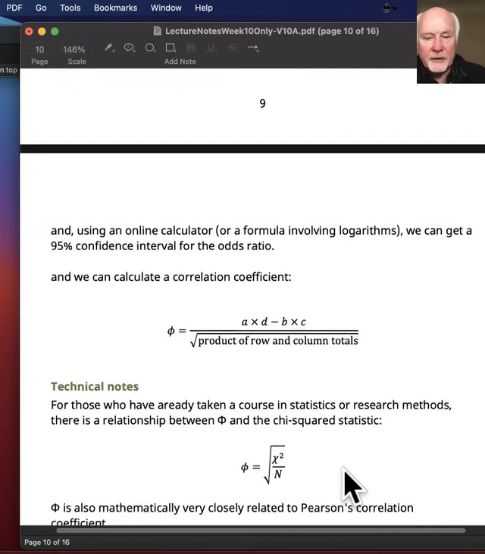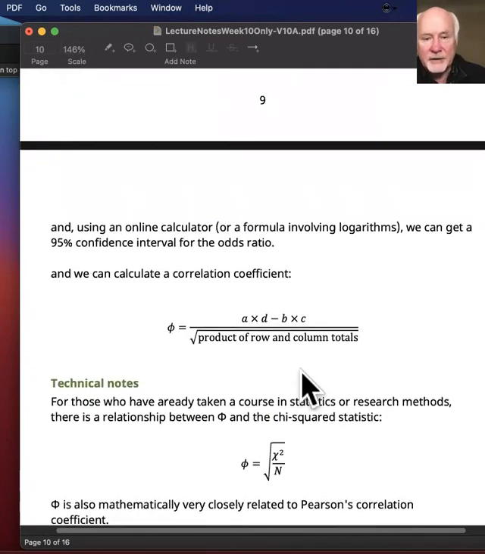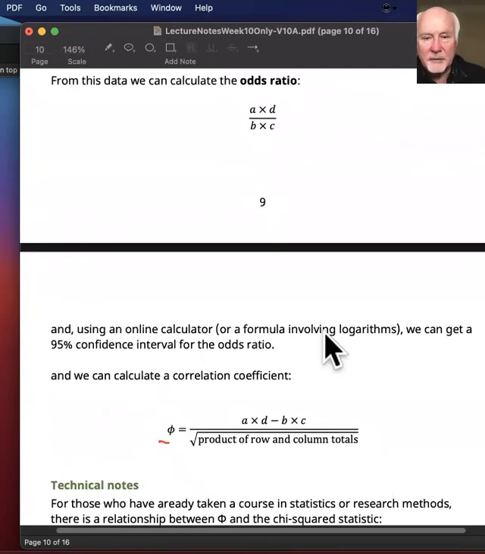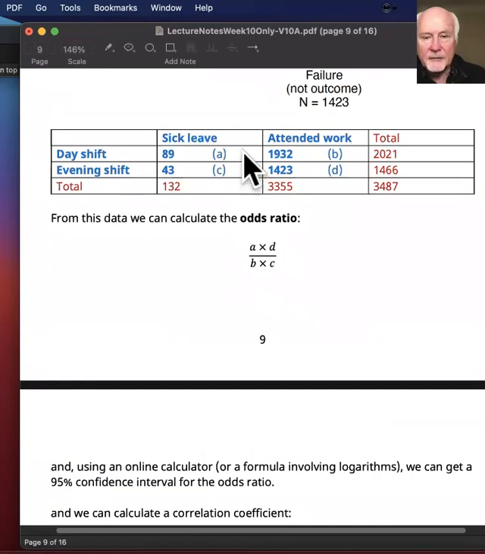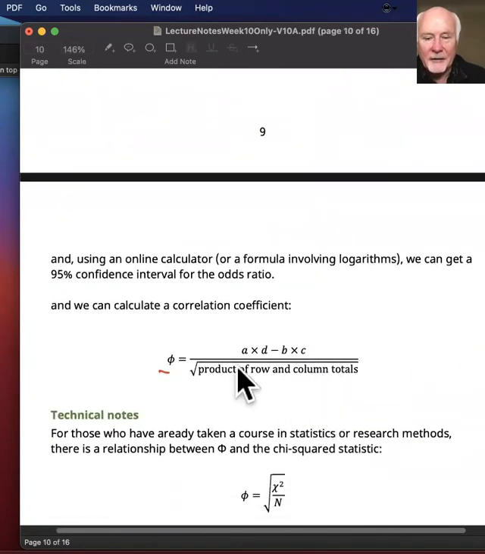And then we can also calculate a correlation coefficient, which we call Phi, and that again is not a particularly difficult calculation. It's A times D minus B times C, so the top of that one minus the bottom of that one, and then it's divided by the square root of the product of the row and column totals.